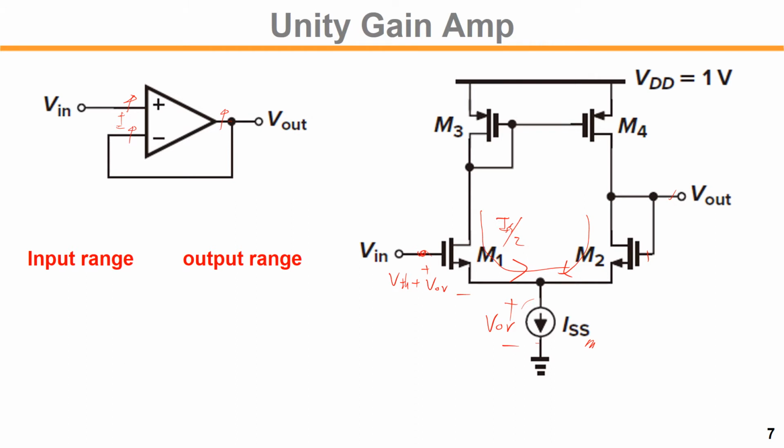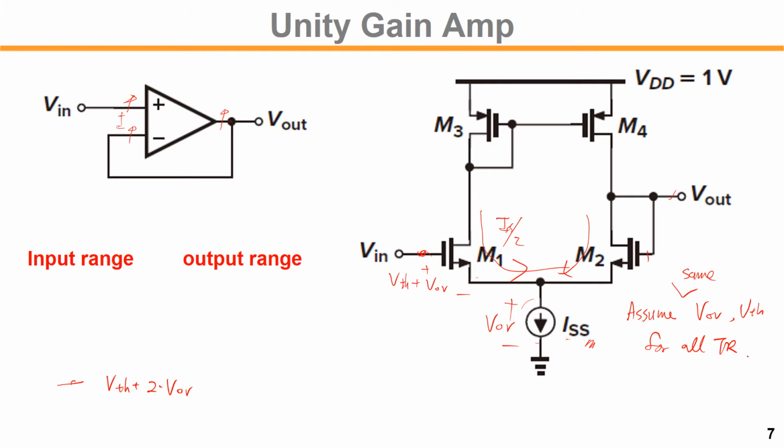So assuming the overdrives are all the same, assume the same V overdrive for all transistors for simplicity, then we will get what? Overdrive and VTH. And then the minimum voltage you can go down to would be what? VTH plus 2 times V overdrive, right? One overdrive for the ISS and the other one from the M1.